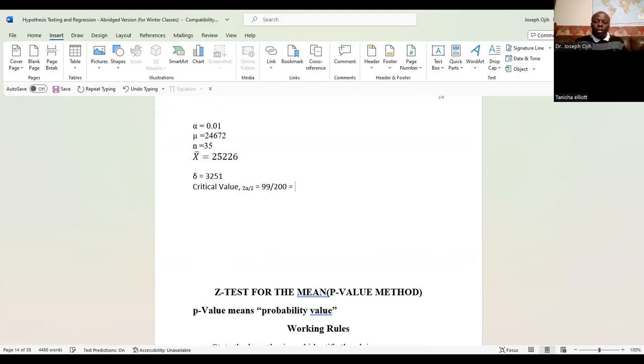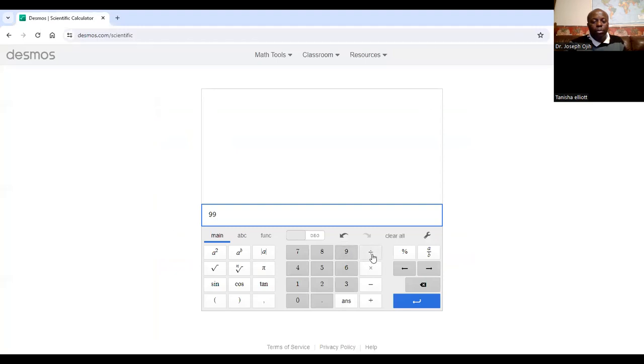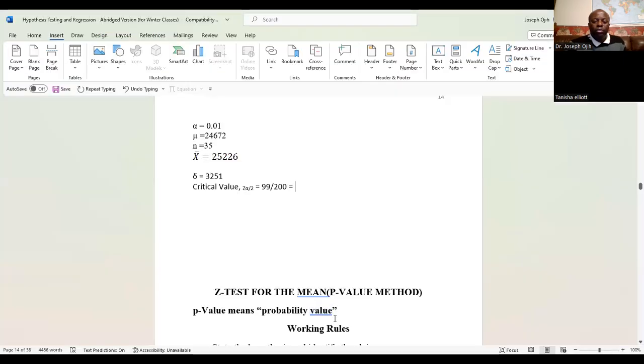Remember, 100% is over 100, but since there are two sides now, that's why we're using 200. It's a shortcut method. So we have 99 divided by 200. So we go here and find 99 divided by 200.